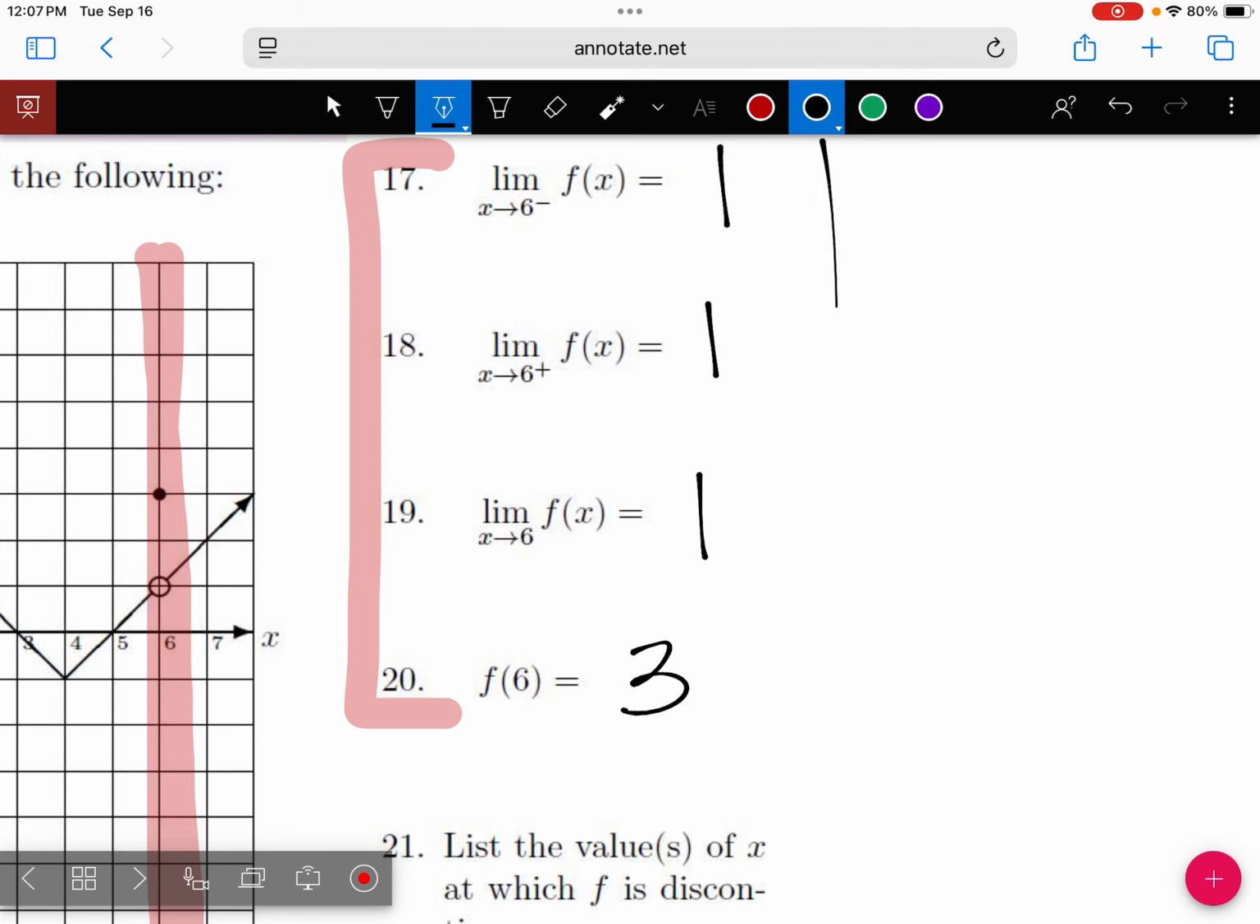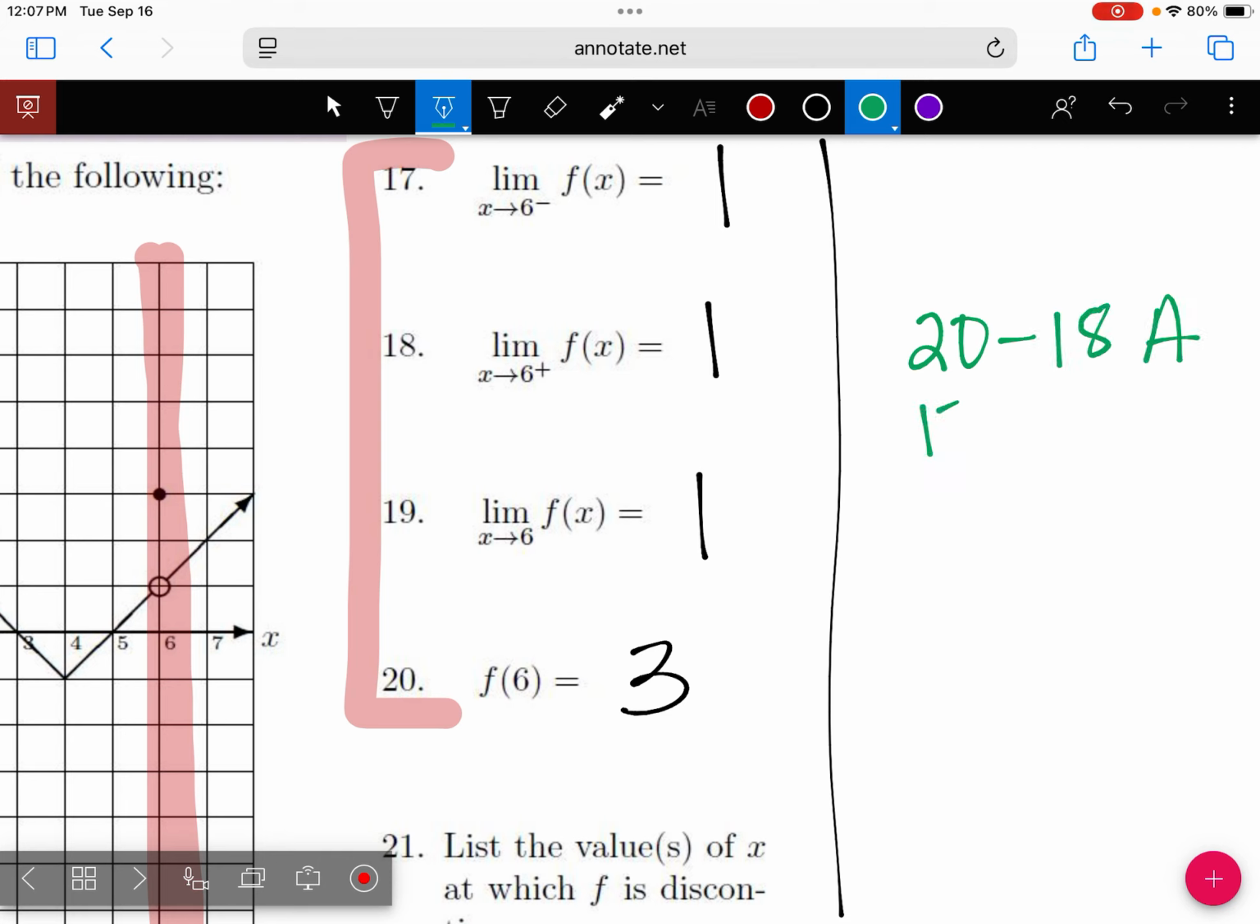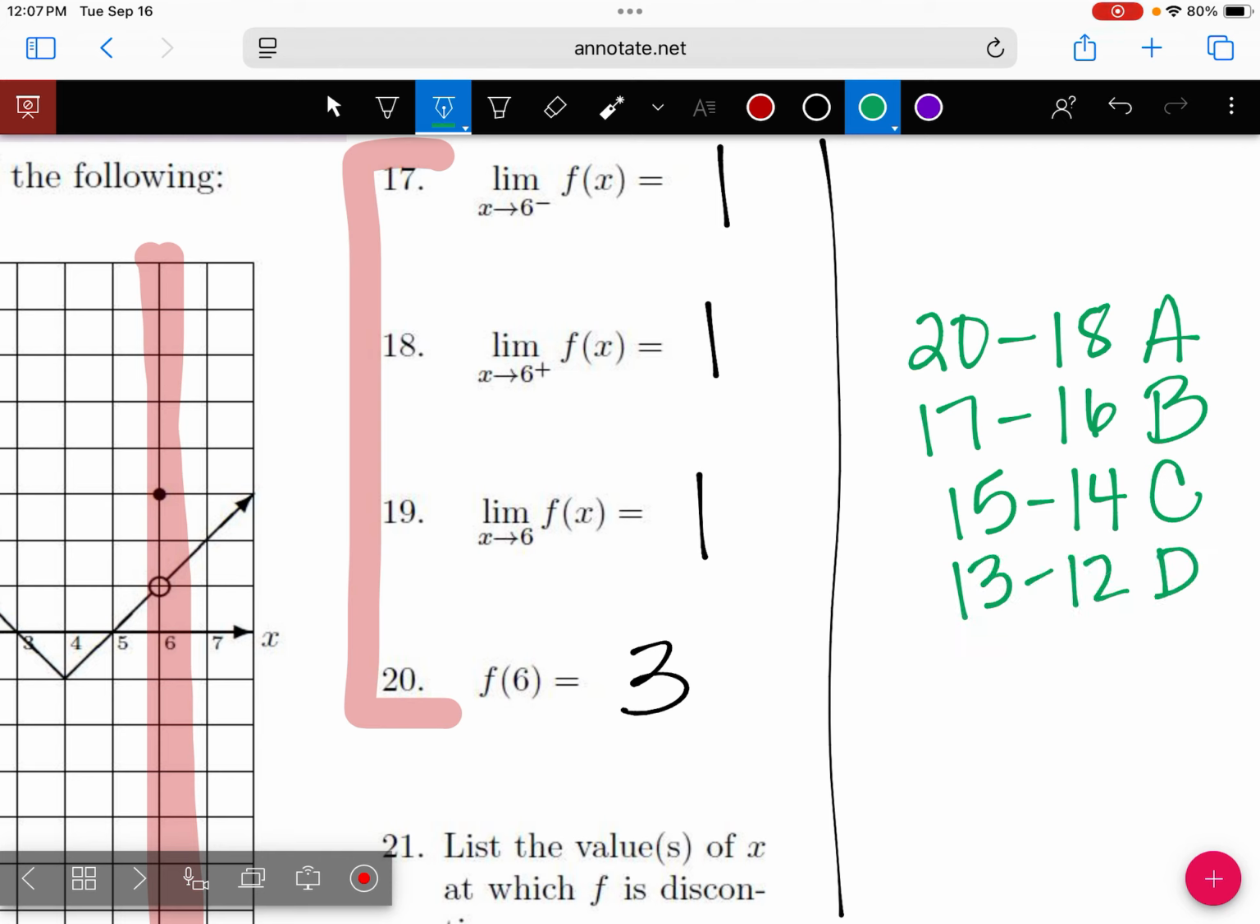Go ahead and count up how many you got right. So 20 through 18, that's an A. 17 or 16 would be a B. 15 or 14, a C. 13 or 12 would be a D. Anything less than 12 is not great. So you don't have to tell me what your grade was, but that kind of helps you see where you are as we continue practicing limits.